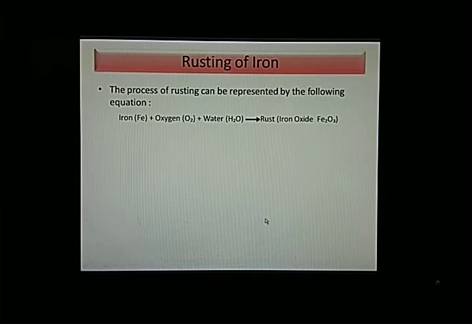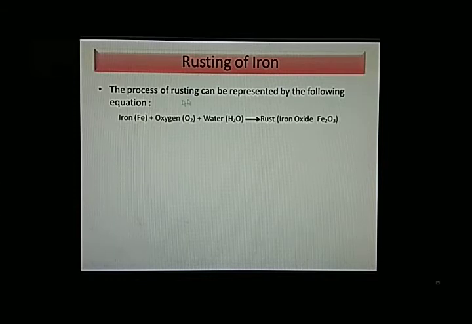So it is a chemical change definitely, because here iron has changed to what? Iron oxide. Iron and iron oxide are not the same chemical compound. They are different substances, you can see. So this iron has now changed to iron oxide. So a new substance has been formed. As a result, we can say it is a chemical change.